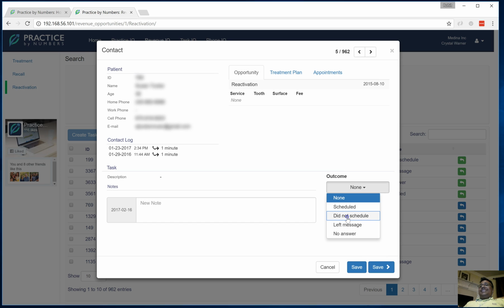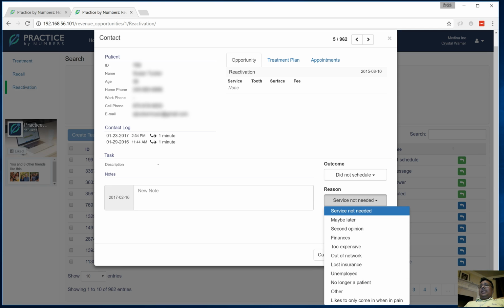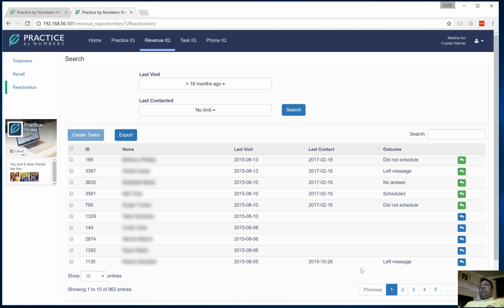Let's assume this patient did not schedule and they only like to come in when they're in pain. That's what they said. Right, hit save. So now what's happened here is you have a last contacted date for all of these patients as today.